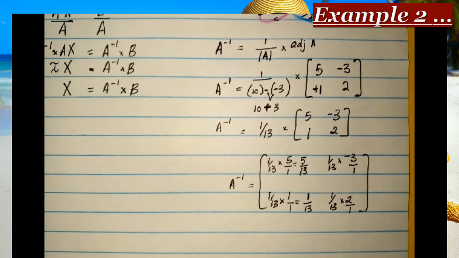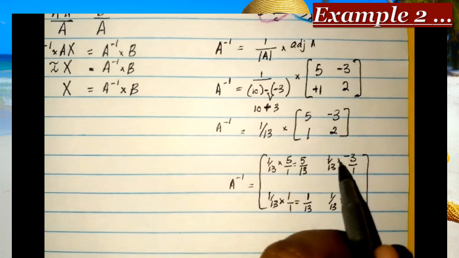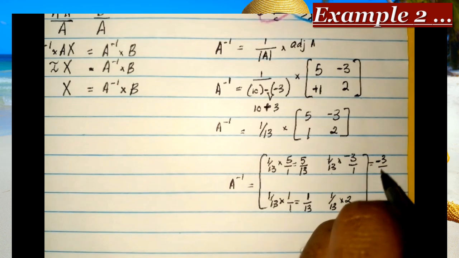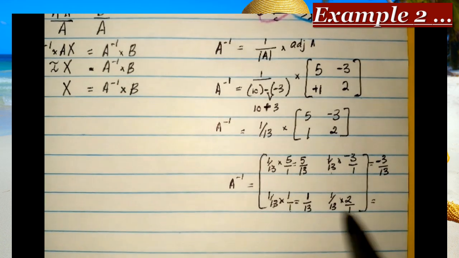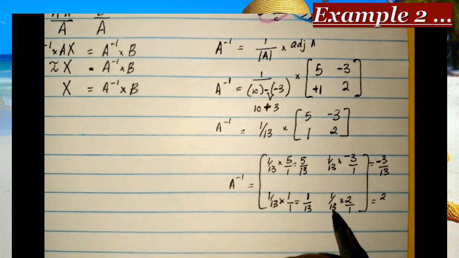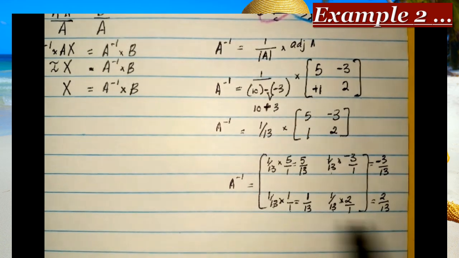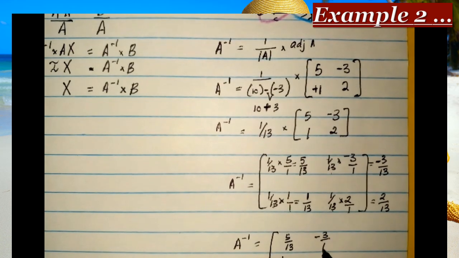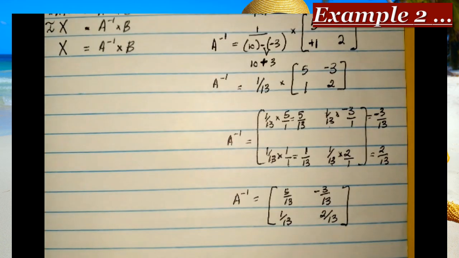With me so far? Hopefully. So 1 times negative 3 becomes negative 3. And 13 times 1 is 13. 1 times 2 is 2. And 13 times 1 is 13. So A inverse now becomes 5 over 13, 1 over 13, negative 3 over 13, and 2 over 13. There.